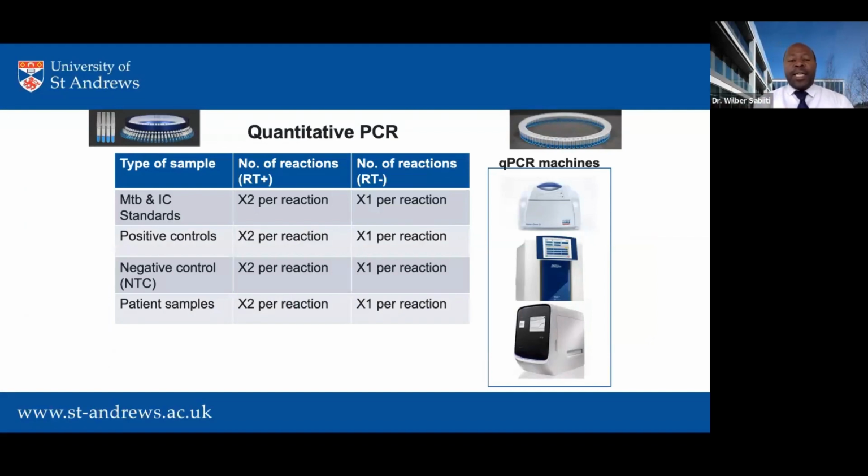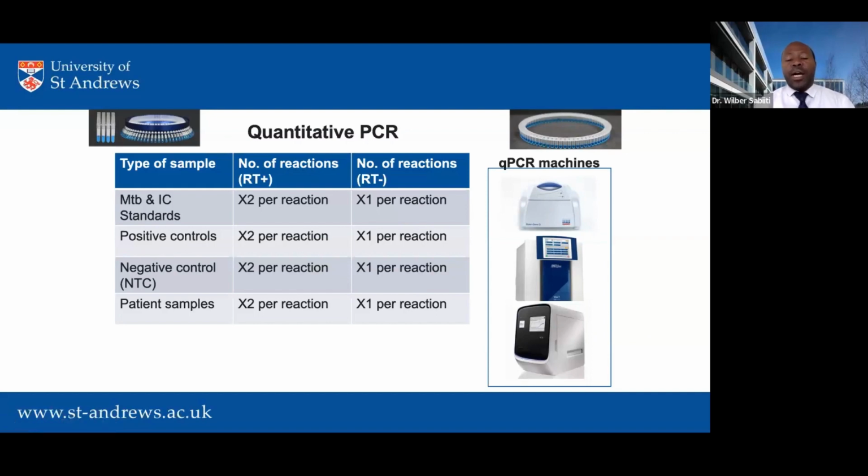The PCR step, which is the next step after RNA extraction, involves four types of samples that are being run. Some of them are controls. So we have the MTB and the extraction control standards. These are used to construct the standard curve that is needed for conversion of the quantification cycles to bacterial load.